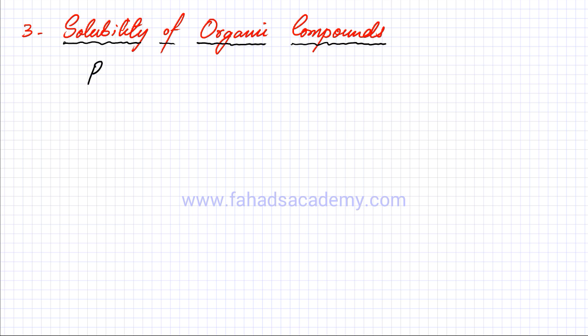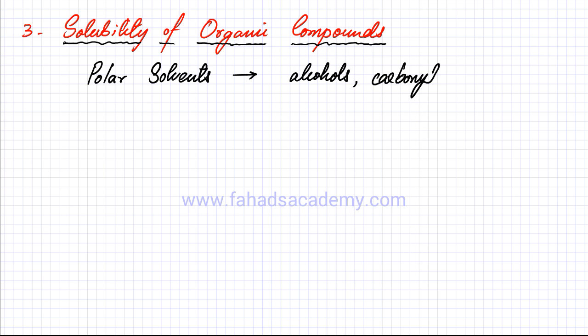One type of solvent they're called polar solvents, and I'm going to explain what I mean by polar solvents in detail a little later. So the first type of solvents is polar solvents, and the substances that are soluble in polar solvents, they are alcohols, carboxylic acids, and amines. These substances are soluble in polar solvents.